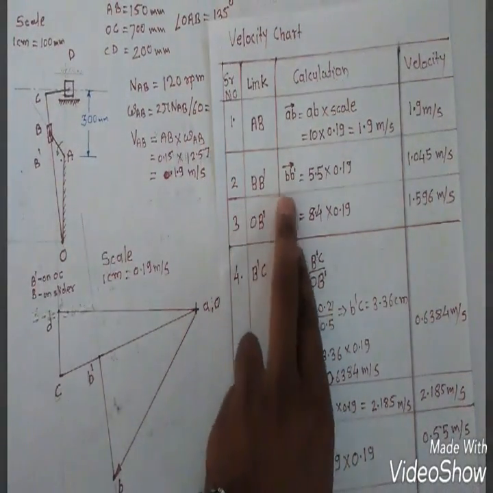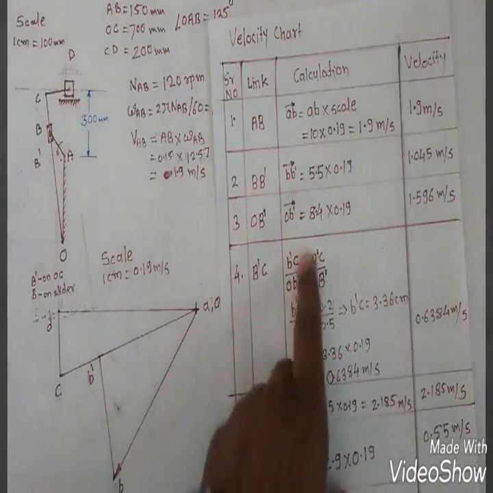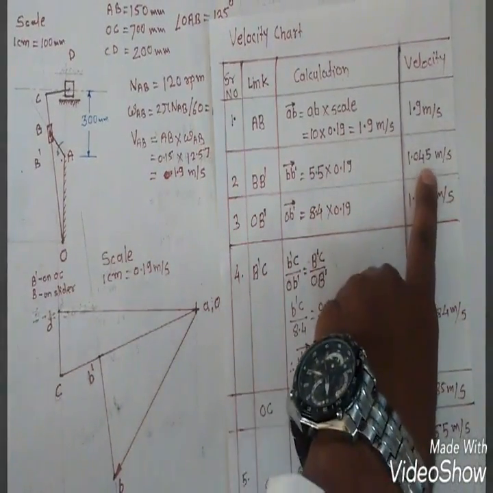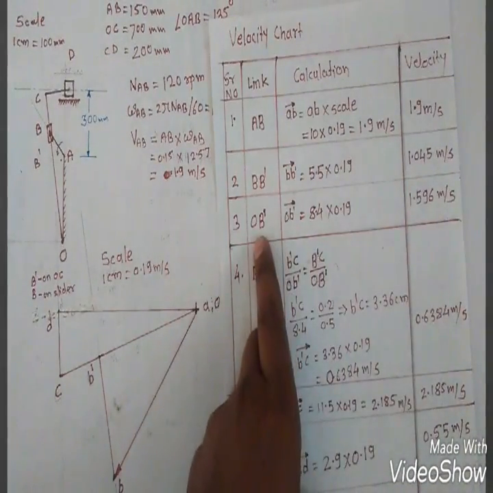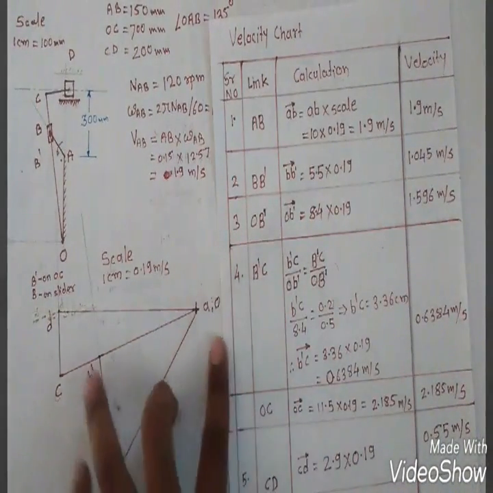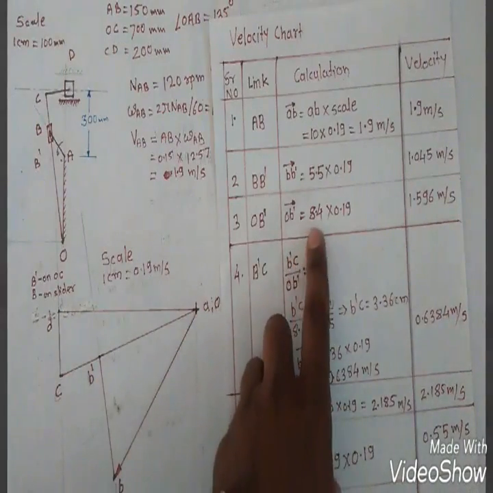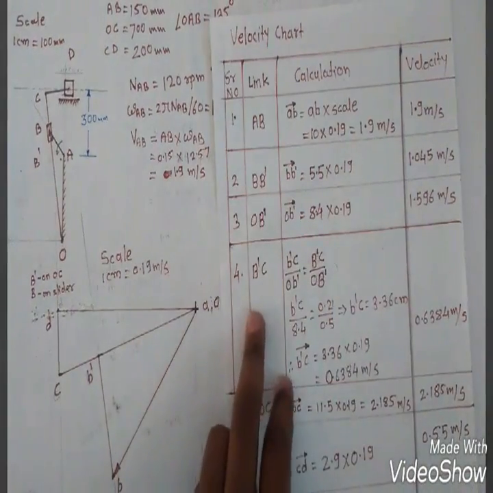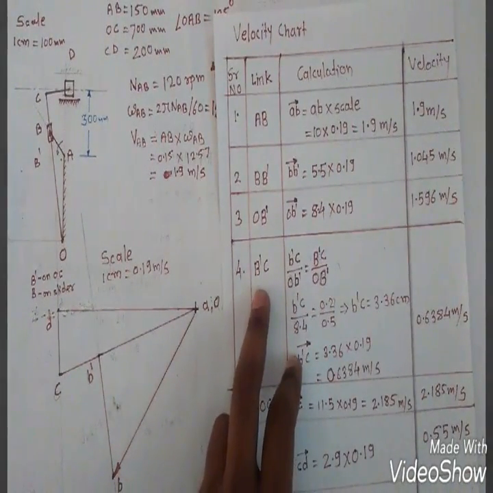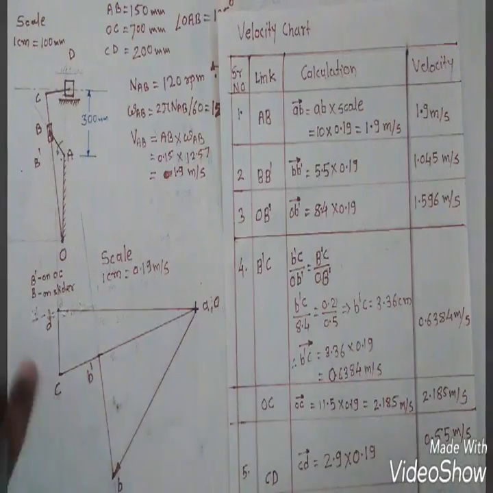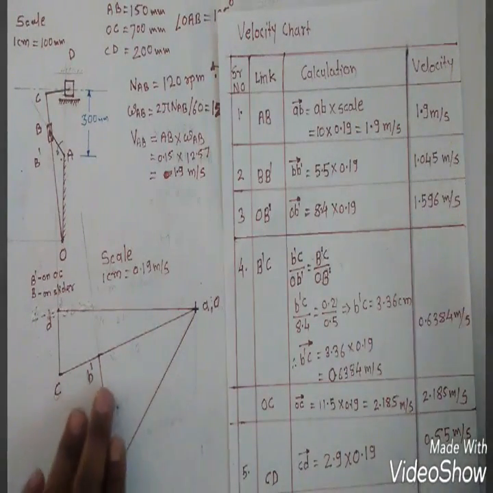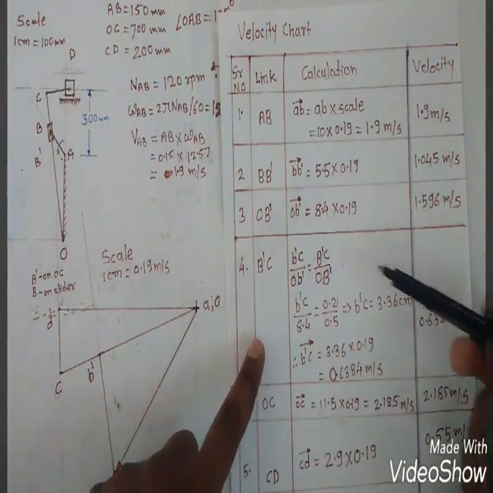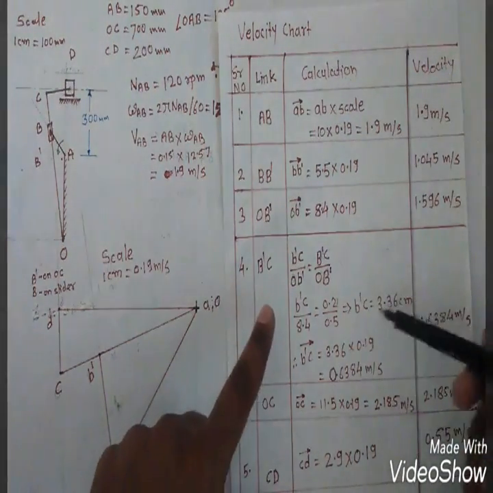So for B dash, that is this vector, it is 5.5 centimeter into 0.19, so 1.045 meter per second. For OB dash, that is this one, it is 8.4 centimeter into 0.19, 1.596 meter per second. The interpolation calculation, when drawing this one I have done a rough one, but while preparing the chart, you can make this calculation in a chart.